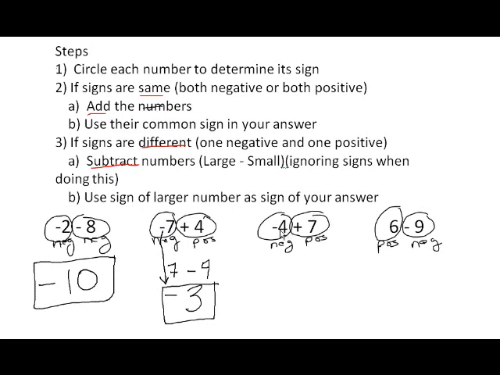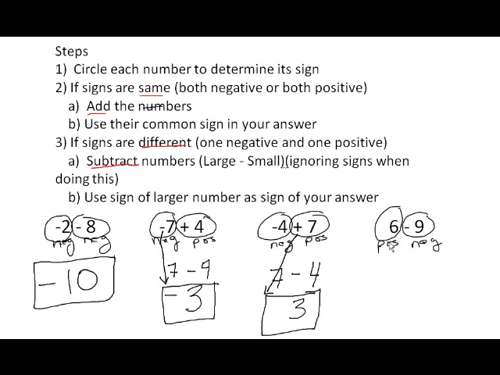Here we go again. The signs are different. You automatically subtract. The larger number, 7, minus the smaller number, 4. Just ignore the signs when you do this. 7 minus 4 is 3. And then finally, use the sign of the larger number as the sign of your answer. The larger number is 7. Its sign is positive. So my answer is going to be a +3. And I don't put a plus in there because if you put nothing in there, it's understood to be positive.